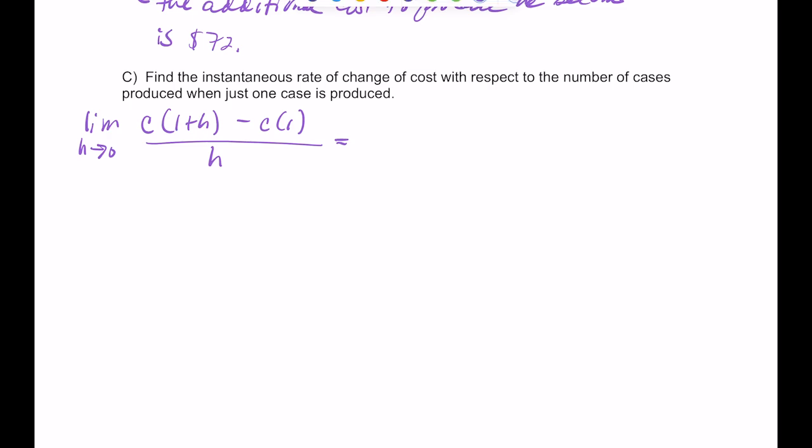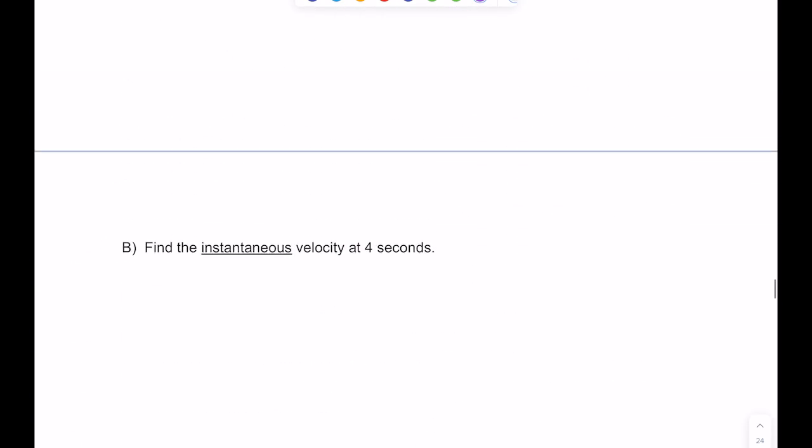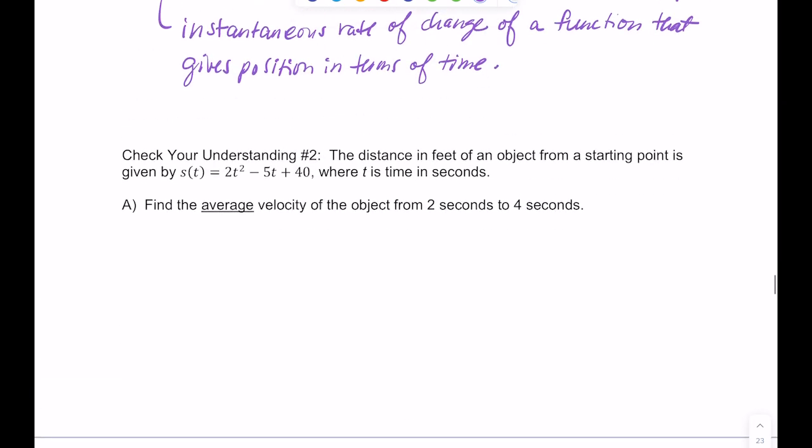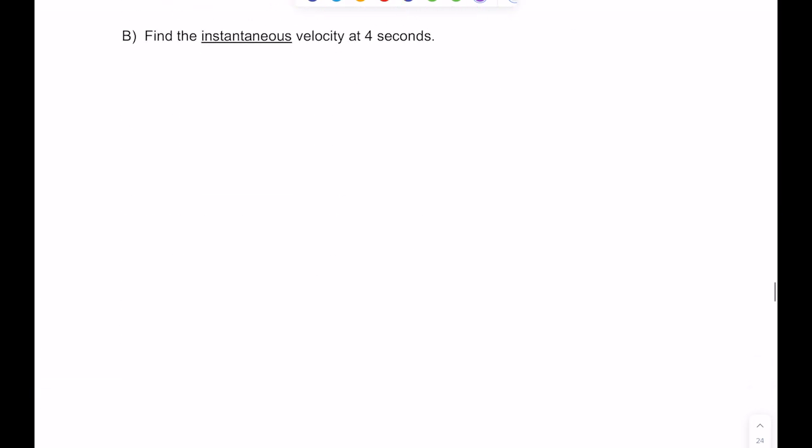Okay, so now we're going to break this down. I'm going to need some room for this. And if you had issues with solving this problem here, the check your understanding number 2, part B, this part that I'm doing with you will help you go back to B and determine if you did it correctly.